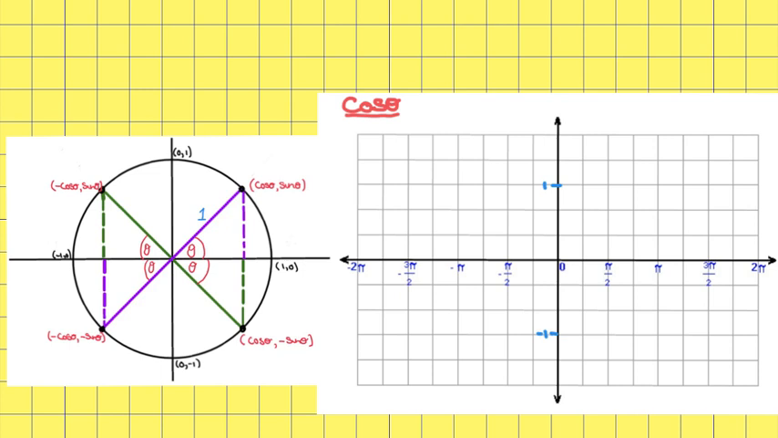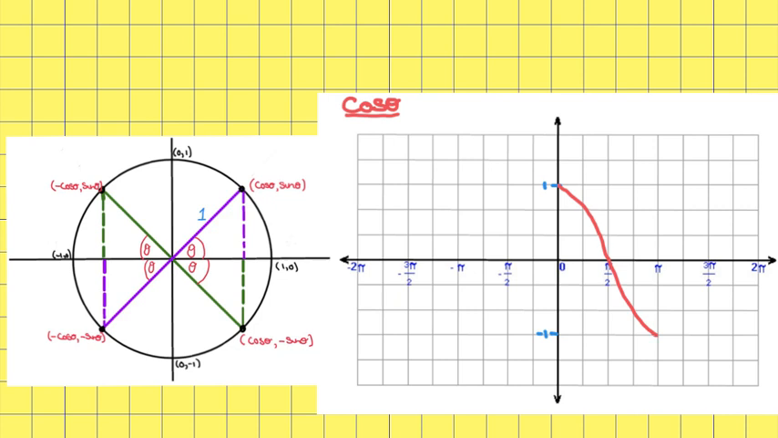This time we're going to draw the cosine graph. So the cosine graph at 0 degrees starts off at 1. In the first quadrant, it is always positive, but it is going down, and it reaches 0 at 90 degrees, or pi over 2. Then it is negative, and it is getting more negative until it reaches -1 at pi, or 180 degrees.